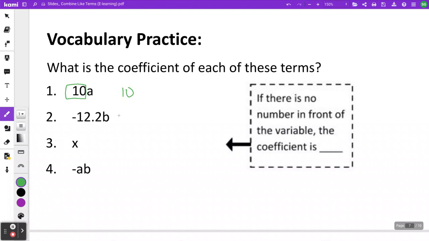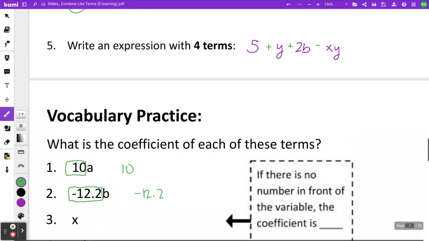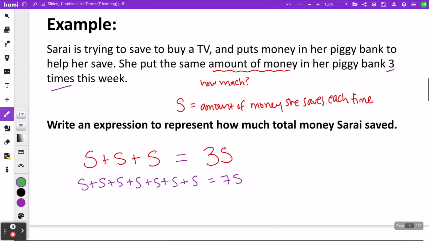For number 2, the number in front of my variable, make sure you get it all. It's all of this. It's the 12.2, but it's also the negative sign. So with coefficients, we have to pay attention to the sign as well. For number 3, I don't see a number in front of it. So I've gotten a lot of different things in class. I've gotten zeros, ones. I've gotten, there is no coefficient. It doesn't exist.